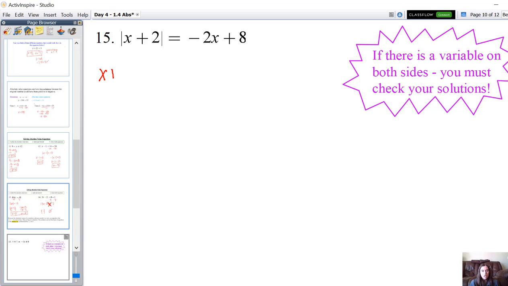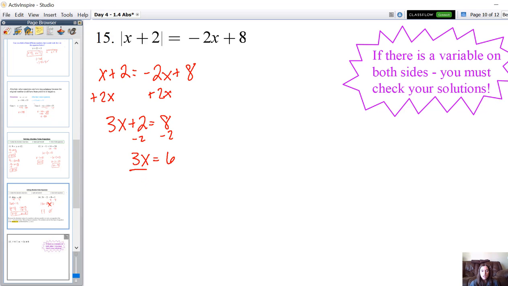Case number 1, x plus 2 equals negative 2x plus 8. Now the goal is to get x by itself, so I'm going to move all of the x terms to one side and all of the constant terms to the other. So I'm going to start by adding 2x to both sides. Plus 2x, plus 2x. So now we have 3x plus 2 equals 8. Now I'm going to subtract 2 to get the term with x by itself. So 3x equals 6. And then we can divide by 3, so then x is equal to 2. So that might be one of our solutions. I'm going to check those solutions at the end.